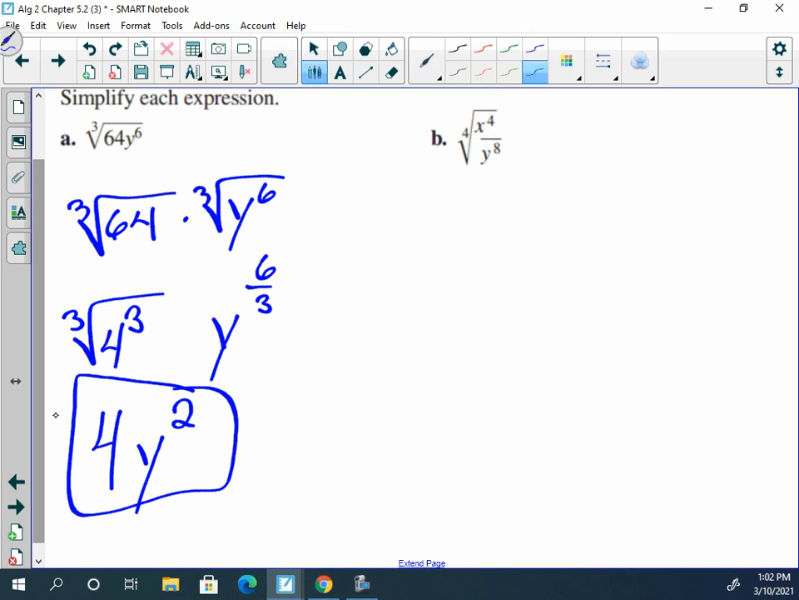Let's look at letter B, this division. With any of these, it might be a little bit easier to look at this split up. Because when we talk about these roots, we can split them up with the numerator and denominator. So the fourth root of x to the 4th divided by y to the 8th, we can split apart into the fourth root of x to the 4th divided by the fourth root of y to the 8th. We can split them into 2 parts.